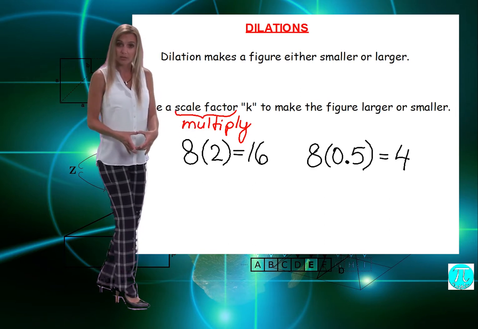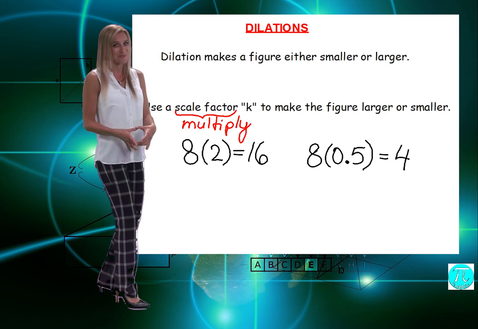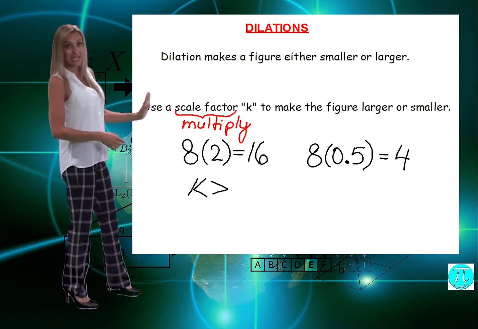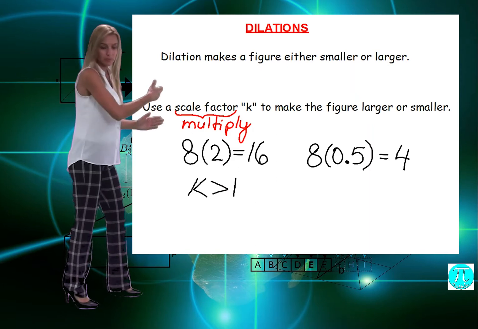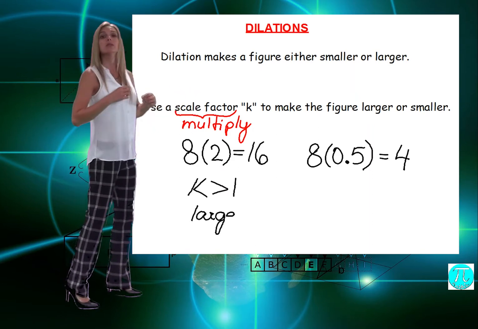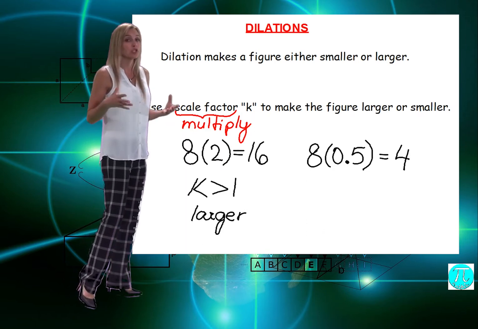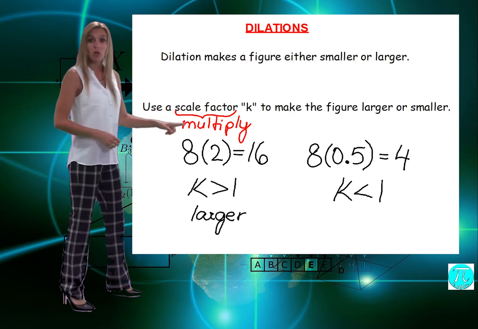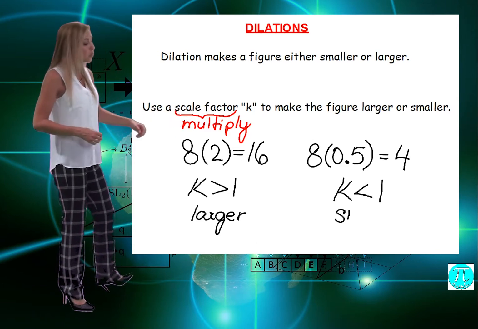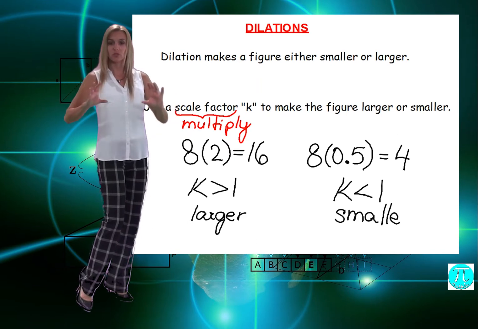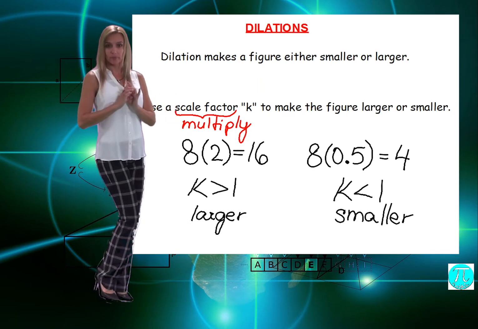I shrunk it. What we've noticed: if my K, my scale factor, is bigger than 1, we're making the image, the number, the shape bigger. If the scale factor is smaller than 1, we are going to shrink it down. We're actually going to make it smaller.